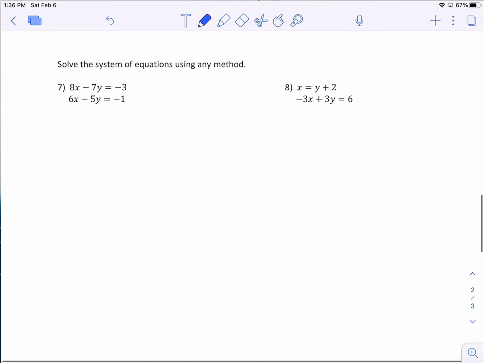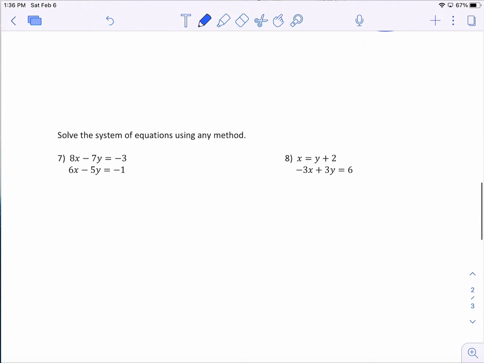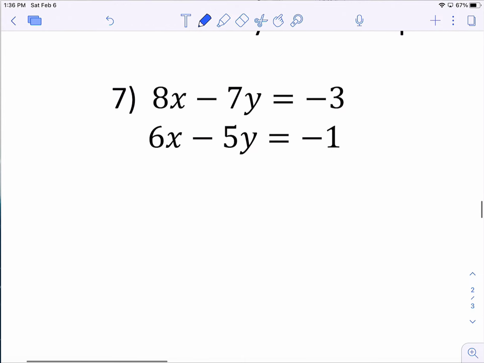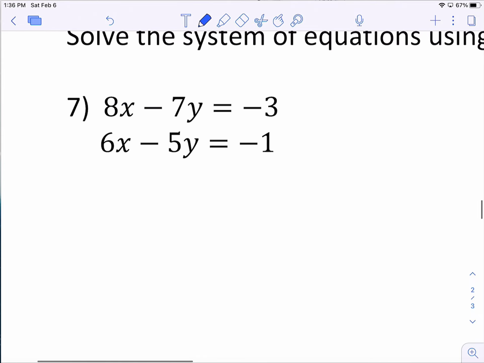Now, 7a, here's a couple. Solve using any method. Number 7, this is what I'm talking about. Number 7 is not set up for substitution. These are not y equals mx plus b. None of the x's and the y's are by themselves, so that automatically makes this a good elimination problem, and that's the one that I like to use the most.